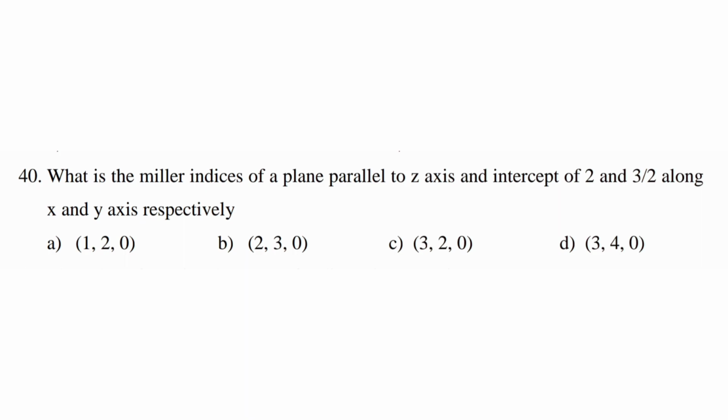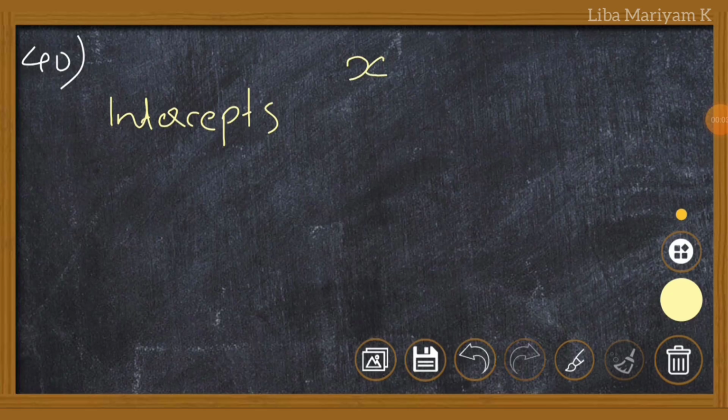Question number 40. What is the Miller indices of a plane parallel to z-axis and intercept of 2 and 3/2 along x and y axis respectively? Given x and y intercepts made by a plane parallel to z-axis, that is x intercept is 2, y intercept is 3/2 and plane is parallel to z-axis. Therefore this is 0. We want to find Miller indices.